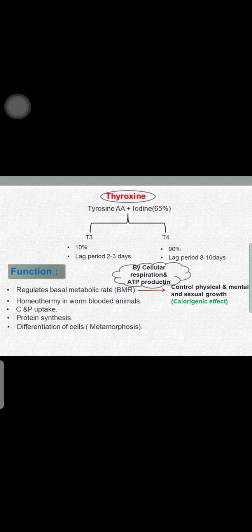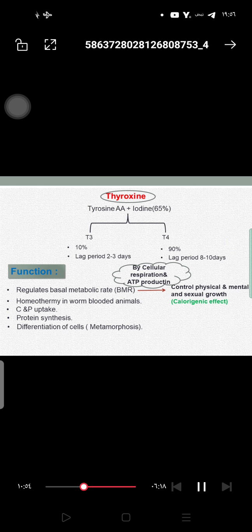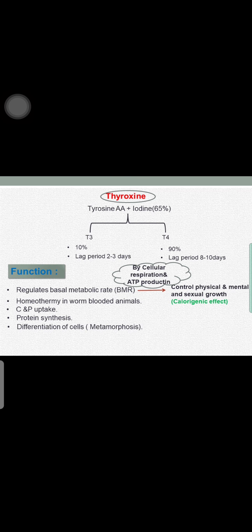Another important function is the differentiation of the cells. That means that a cell can be differentiated into a specific cell to perform a specific function. Example: in toads or frogs, the metamorphosis. Metamorphosis means transformation from the larva to the adult stage.